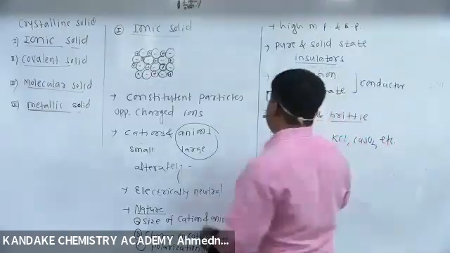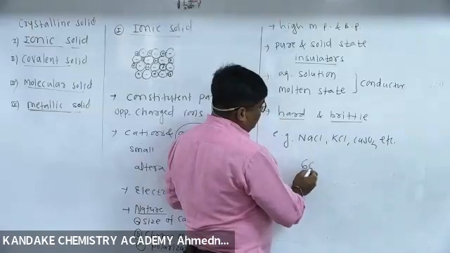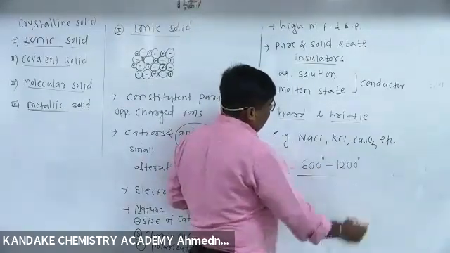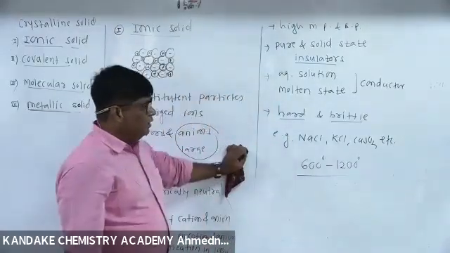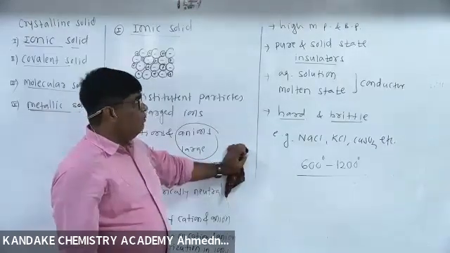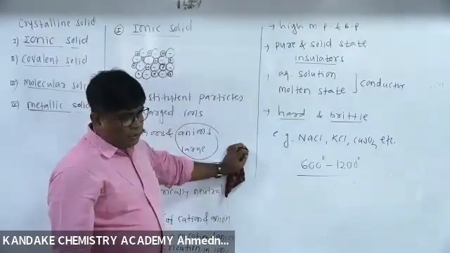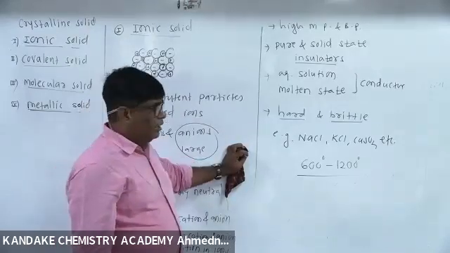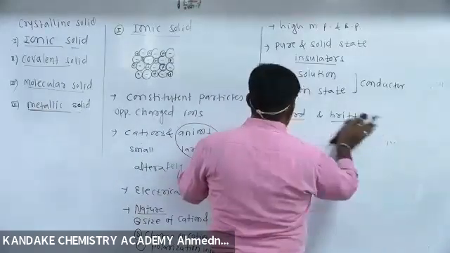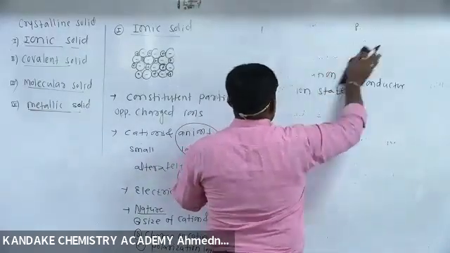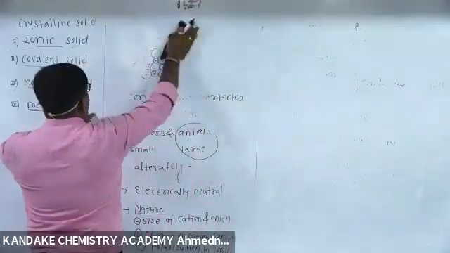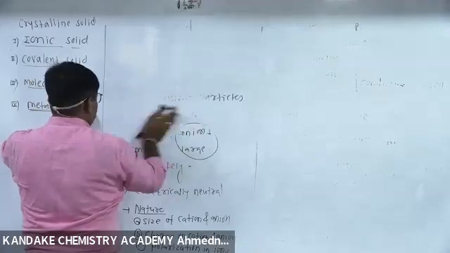The range of melting point of ionic solid is 600 degrees Celsius to 1200 degrees Celsius. Is it clear? सर्वांना समजलं का? Okay. And now the second type of solid. The first was the ionic solid. Constituent particles are oppositely charged ions. Then ionic solids are hard and brittle. Ionic solids, are they conductor or insulator?